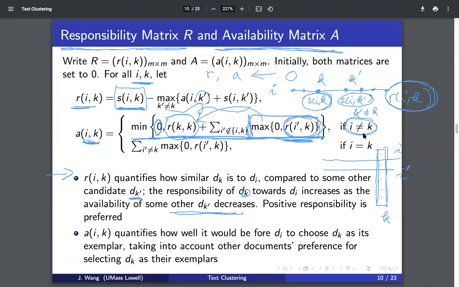So that's what this availability is doing. And then if I is equal to K, which means the diagonal, we are going to simply look for the maximum available responsibility. So this is the maximum of zero and this. If this is positive, we're going to return it.